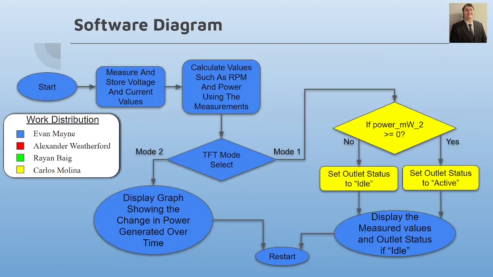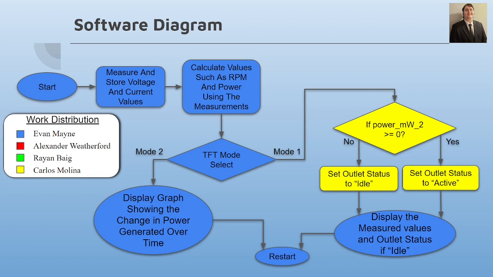Here is our software diagram. First, the sensors and the LCD pins are configured. Then measurements are taken using the first sensor, and unit conversions and calculations using these measurements are performed. The program then branches off depending on what mode the prototype is currently set to. This can be changed by the user at any time by pressing the LCD's interrupt toggle button.